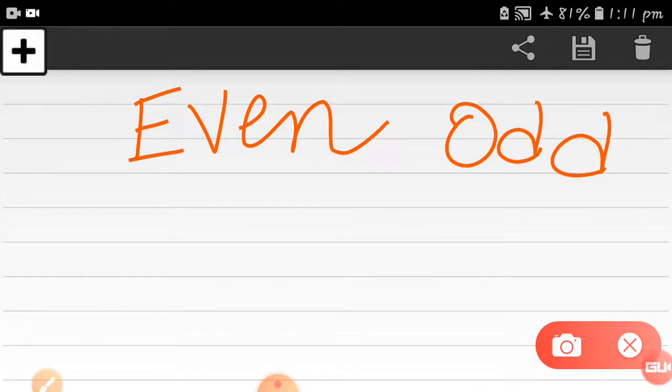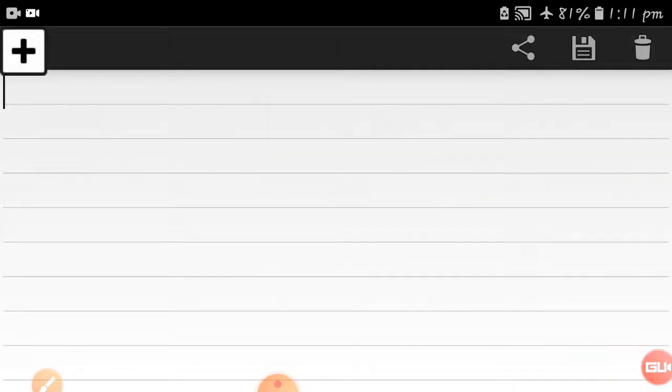So here we have to choose even and odd numbers. So which number can we call odd, and which number can we call even? Let's explain: alternate numbers are odd numbers and alternate numbers are even numbers. So we have to start with one number which is the odd one.